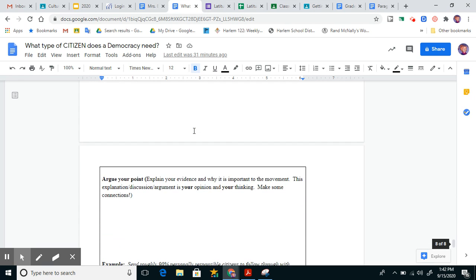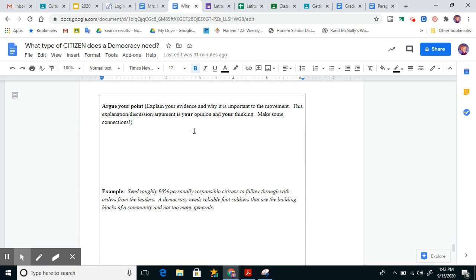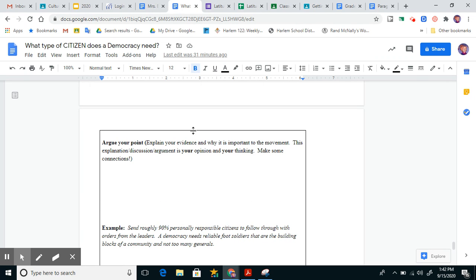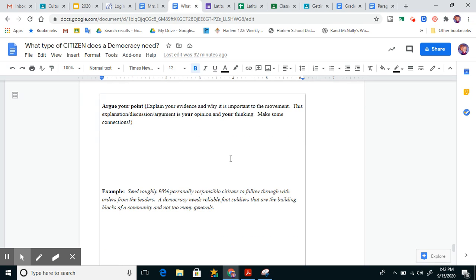Okay, and then the last part of the paragraph, so it's still just one paragraph, is the argument section. So you're going to argue your point, explain your evidence and why it is important to the movement. This explanation, discussion, or argument, any of those kind of words in your mind, is your opinion, your thinking. So make some connections here from the evidence to the topic sentence. And I wrote an example here that could be used. So please don't use this, but this would be an example of an argument.